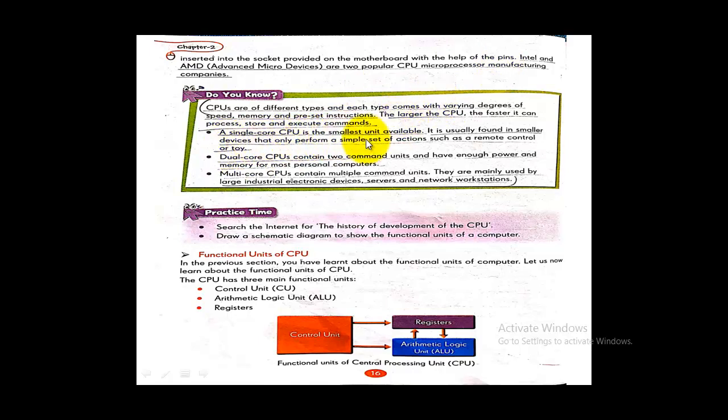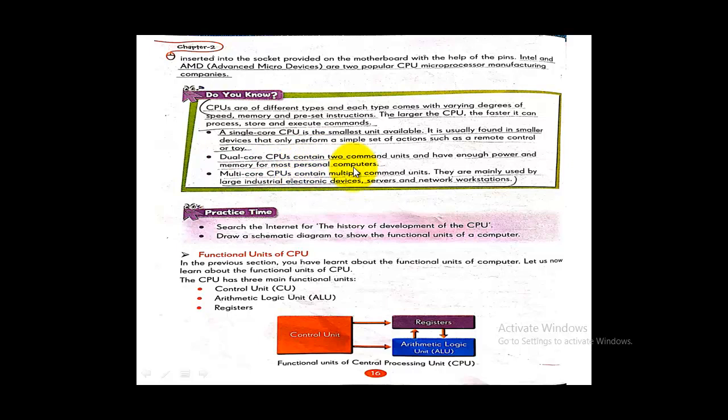A single core CPU is the smallest unit available. It is usually found in smaller devices that only perform a simple set of actions, such as a remote control or a toy. Remote controls and toys use a single core CPU. Now dual core CPUs contain two command units and have enough power and memory for most personal computers.